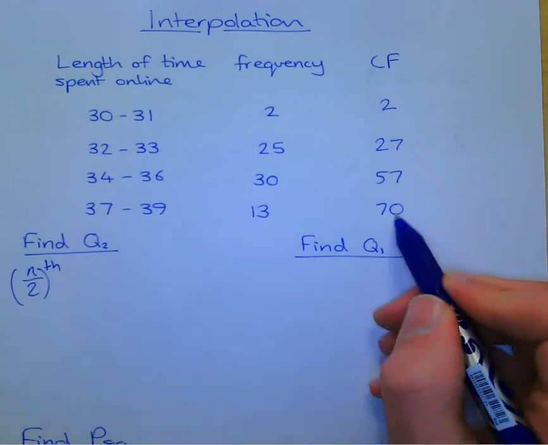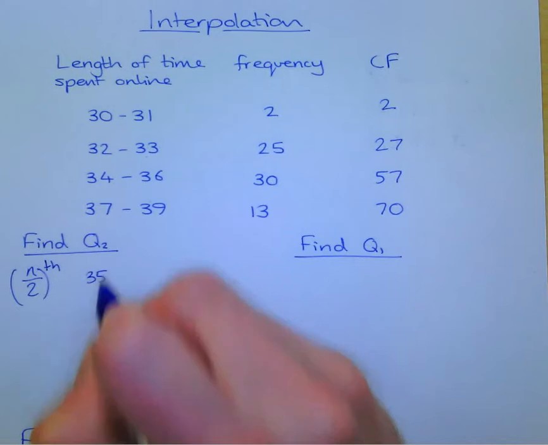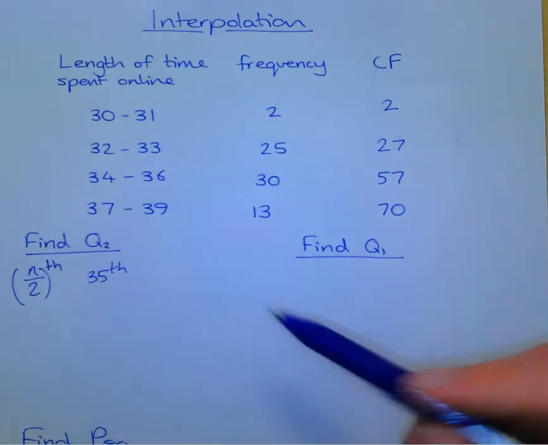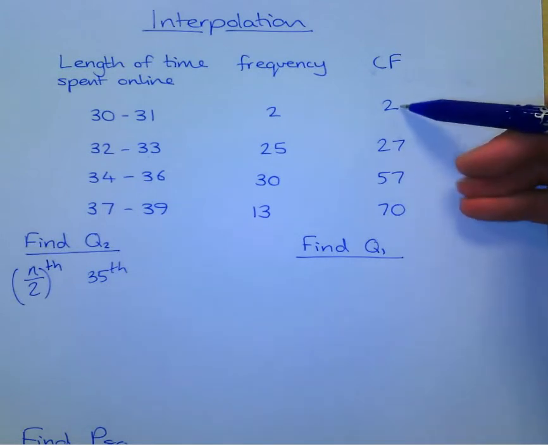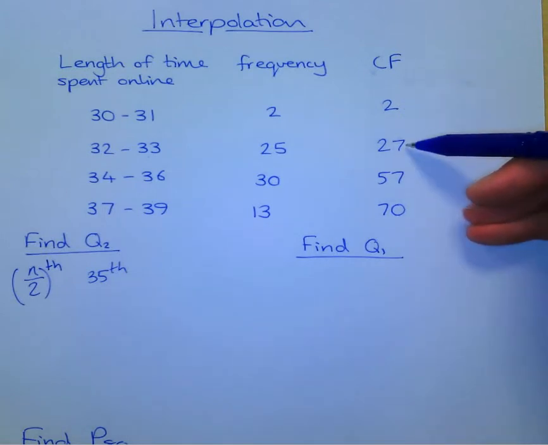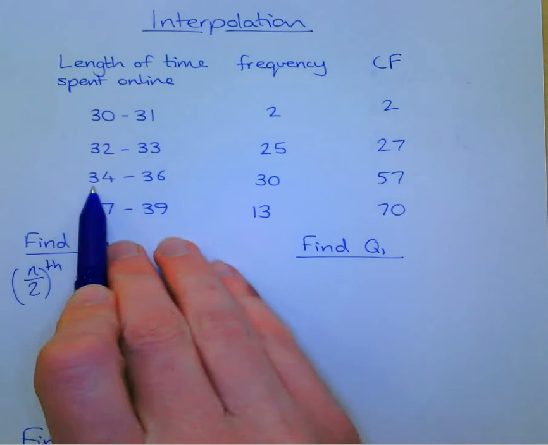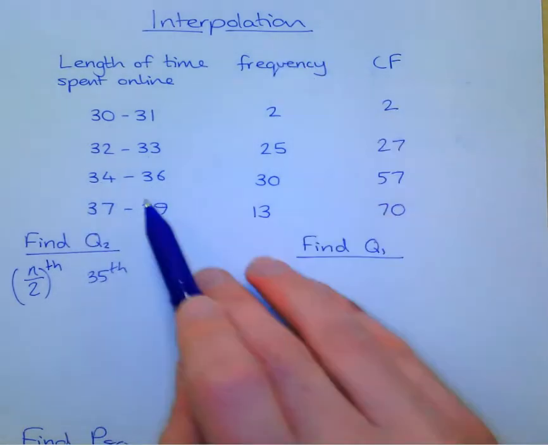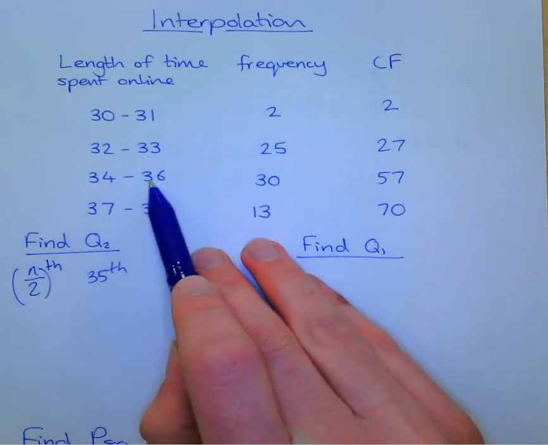So how many numbers have we got in total? What's our n value? Our n value is 70. So that means 70 divided by 2, we're looking for the 35th number. Now at GCSE you would have done exactly this, and you would have counted up, seen there's only 2 values there, a total of 27 values there, so we haven't found the median yet. And then you would have realised it's in this group, and you would have reported back that it's in this group. So what we're going to do now, using interpolation, is find whereabouts in this group the median actually lies.